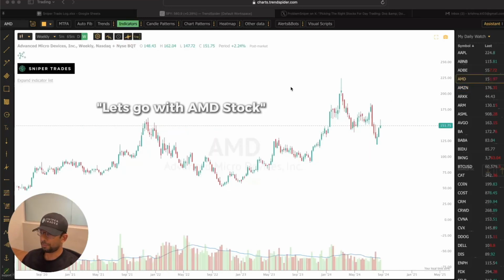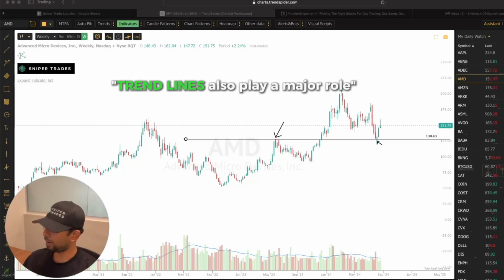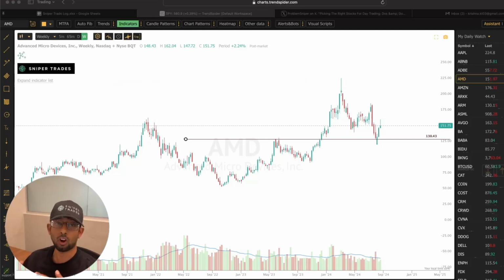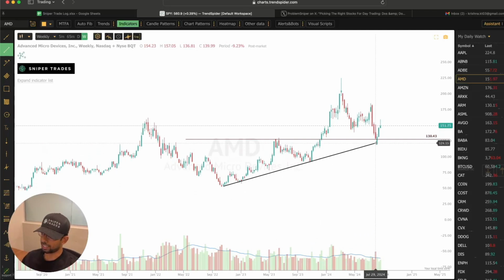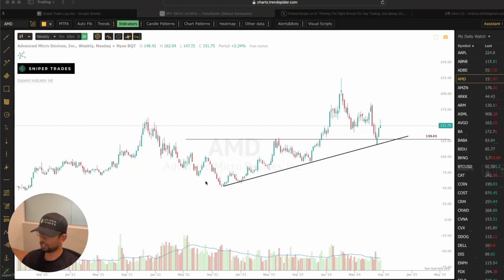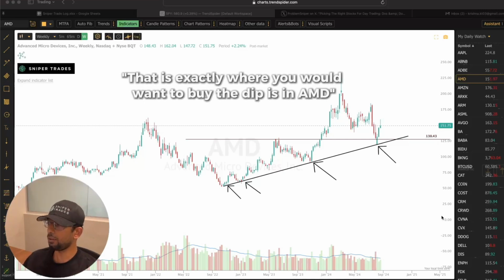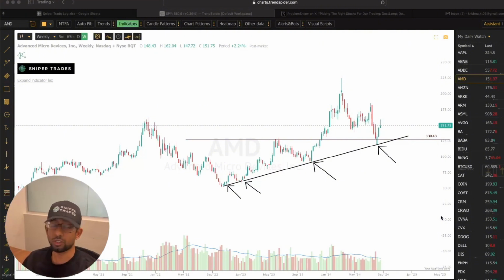Now let's go with AMD as another example. Let's identify the place where we had that strong reversal on AMD. Trend lines also play a major role. Trend lines are some of my favorite tools to use for long-term investing, and AMD is one of those stocks which follows trend lines absolutely wonderfully. So look for that trend line, right? Let's say we draw that trend line. You see how well you had reversals off this trend line. You had a reversal here, reversal here, reversal here, and that is exactly where you would want to buy the dip also on AMD. This is another strategy that you can use, the trend line strategy.